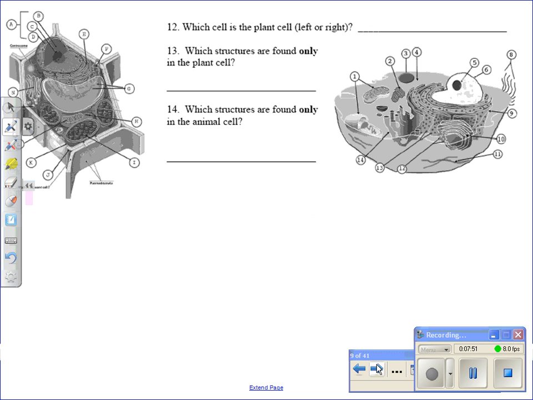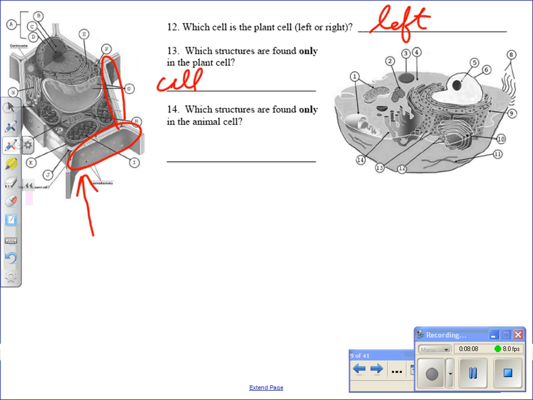All right, which of the following cells is a plant cell? The one that's going to be the plant cell is this one right here. You can tell by the shape of the cell. You can see the rigid cell wall right there. So the one on the left, you should be able to identify which one's a plant cell. Which structures are only found in the plant cell? Well, the first key thing is a cell wall.